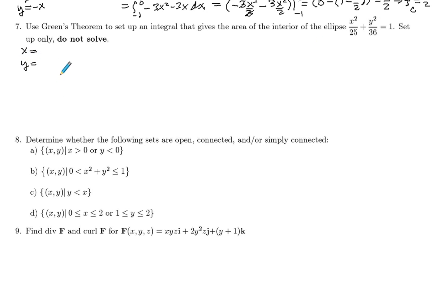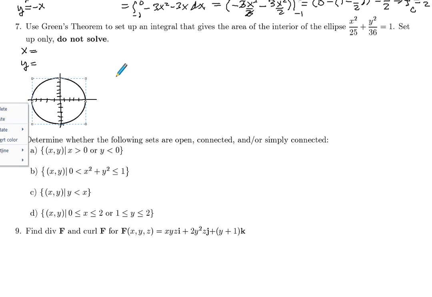So if you set this up, if you graph this guy, it's plus or minus 5 in the x, 1, 2, 3, 4, 5, and 6 in the y, 1, 2, 3, 4, 5, 6. So if we graph this ellipse, it looks like that.